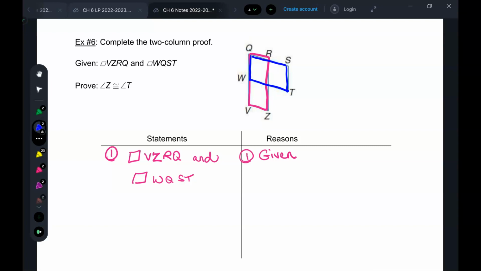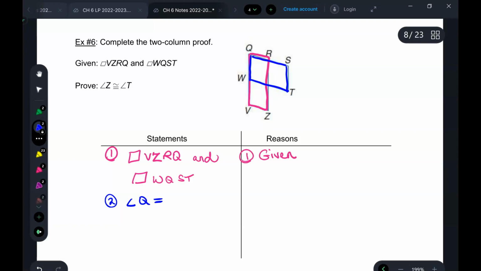If we're trying to prove Z is congruent to T, what angle do they have in common? That's why I traced over it. Angle WQR. Isn't it just WQS? We could just call it angle Q, because it's used for both. Okay, so what's angle Q have to be congruent to?